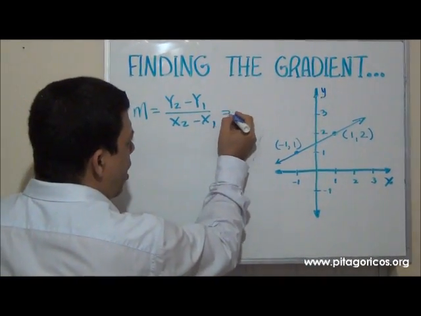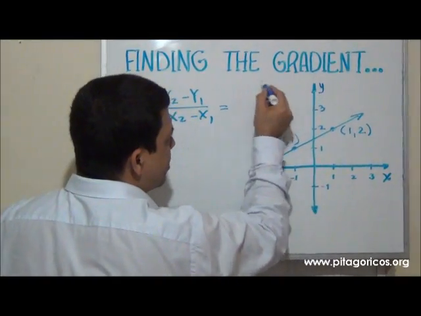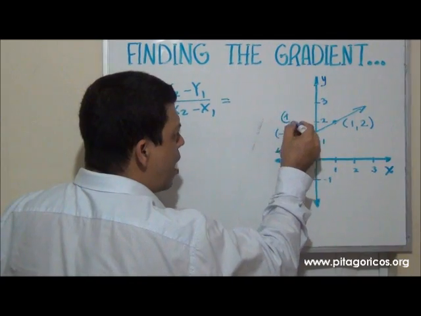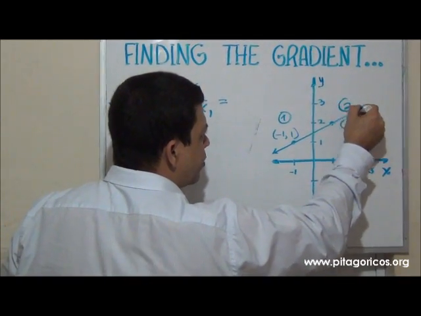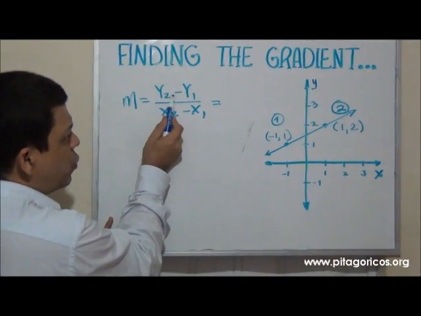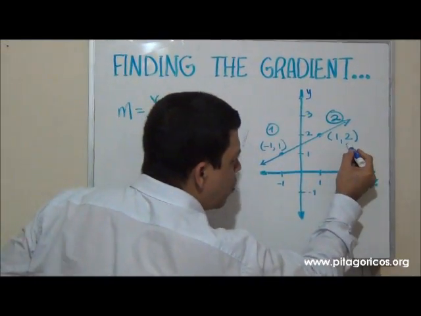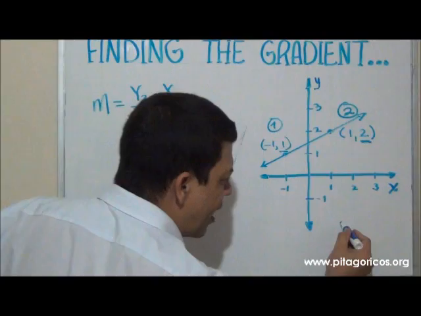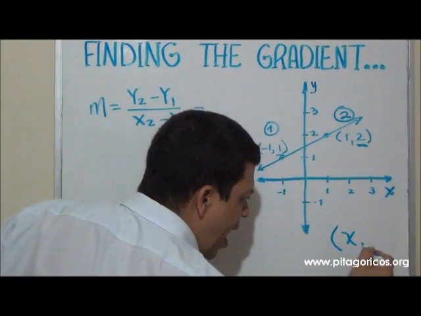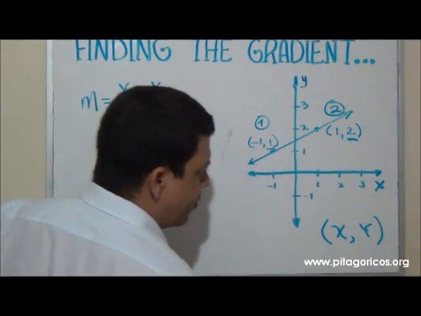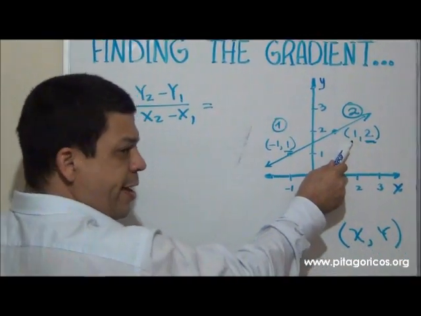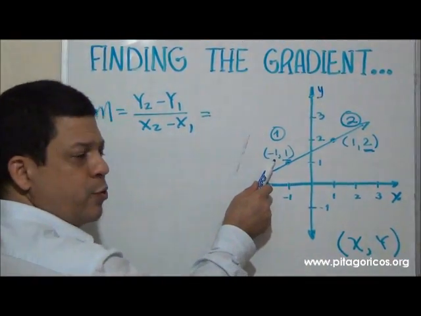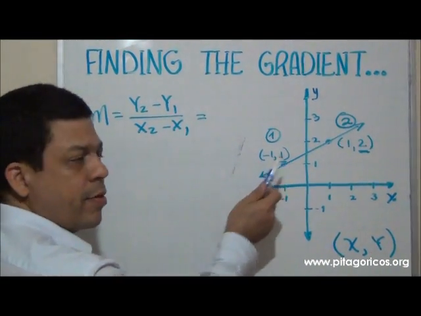y2 minus y1, we have 2 points. Let's say this and this. This is going to be my point number 1, this is going to be my point number 2. And then I go, y2 minus y1. This is y2, this is y1. Remember that every coordinate has x and y. For example, here x is 1 and y is 2. Here x is minus 1 and y is 1.